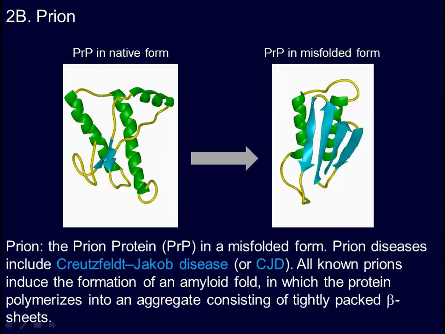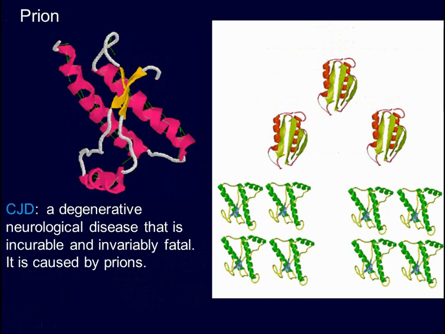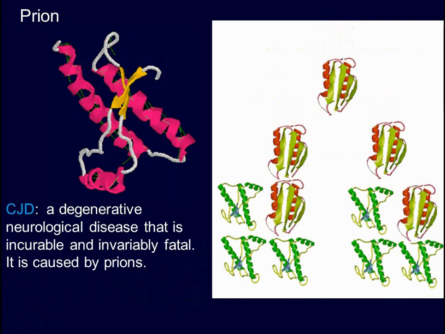Prion is a protein virus derived from PRP protein. Everyone has PRP protein, but in prion, this protein is misfolded with expansion of beta sheet. Among diseases caused by prion, Creutzfeldt-Jakob disease, or CJD, is best known. Prion protein can cause other normal PRP protein to misfold and it becomes infectious.